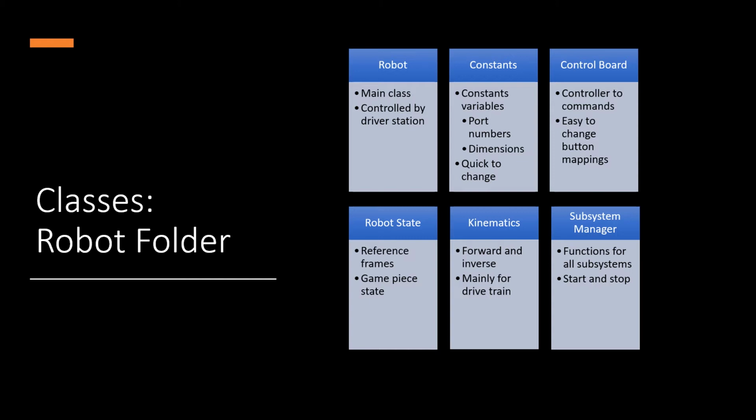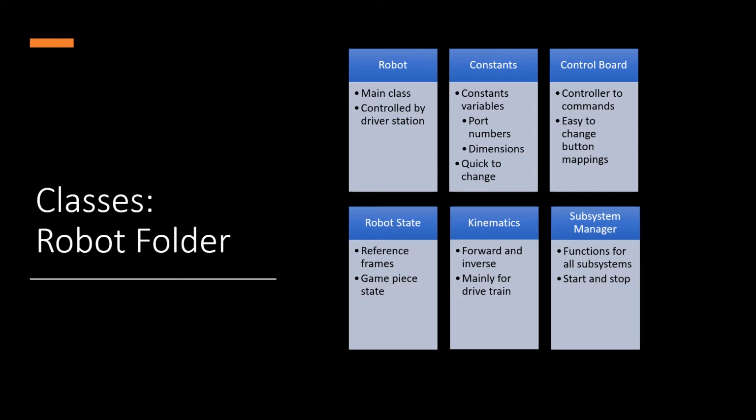Next, we have our constants folder. This is probably the one you'll be updating the most. This contains all of our variables across the robot program, such as port numbers for sensors and motor controllers, as well as dimensions of the robot. And the reason why we put all of our constants in one file is because it's very quick to change during a competition setting.